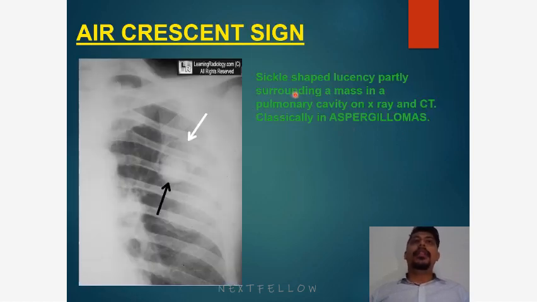Air crescent sign. It is a sickle-shaped lucency partly surrounding a mass in a pulmonary cavity on X-ray and CT, classically seen in aspergillomas.